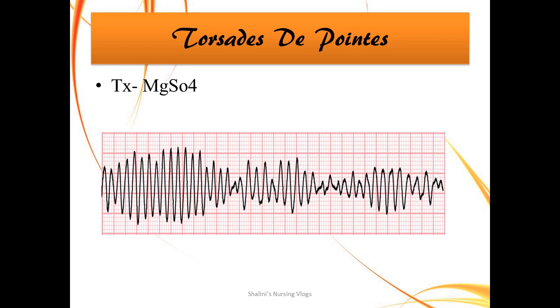There is something called torsades de pointes. This is a type of polymorphic ventricular tachycardia. That means the QRS complexes that you see are not similar. It has varying morphology, but at the same time, you can elicit a spiral type of appearance, and that is why it is called torsades de pointes. The first drug of choice we give for these patients is magnesium sulfate.